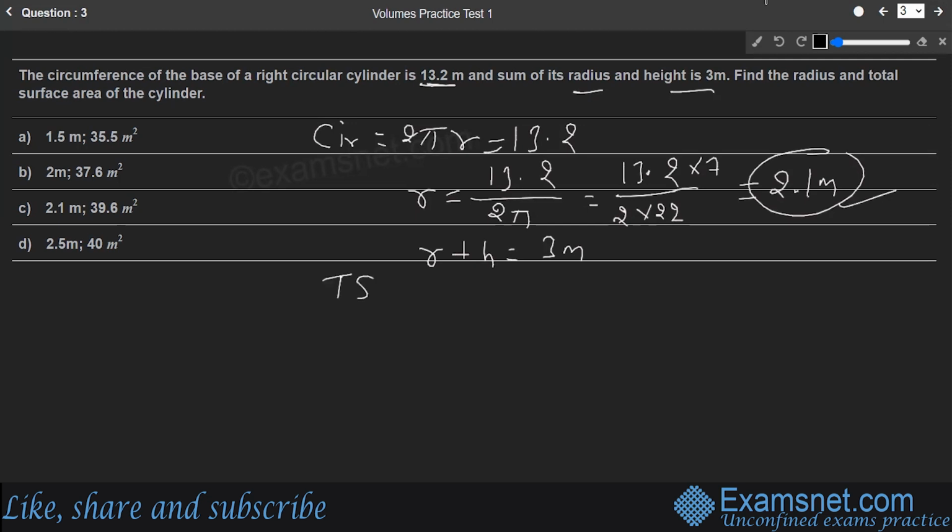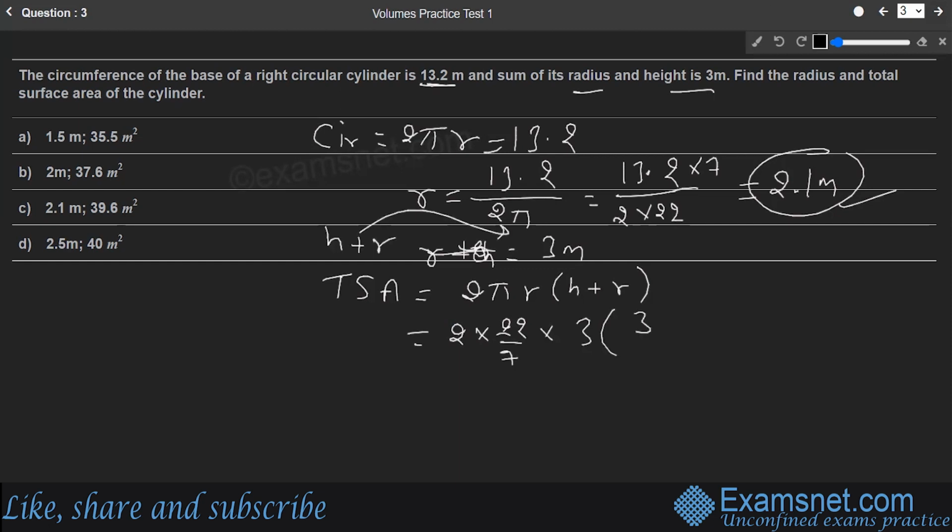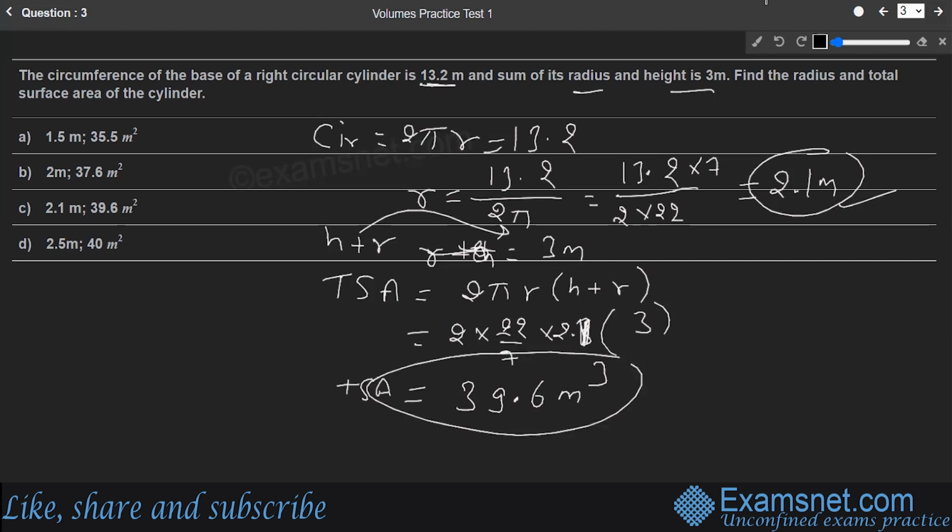Total surface area, TSA, of a cylinder is given by 2 pi r into h plus r. So without having to know the height value, we can calculate the particular value of the TSA. It's going to be 2 into 22 by 7 into r value, which is 2.1, into h plus r, which he has already given to us as 3. So it's again going to be 3 inside. 2.1 was the radius, into 3. If you solve this further, this comes out to be 39.6 meter square. So that becomes the total surface area, 39.6.